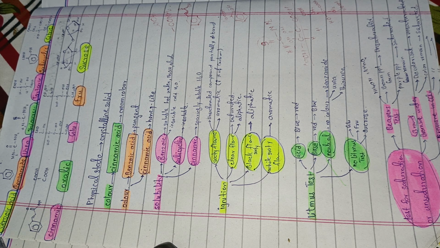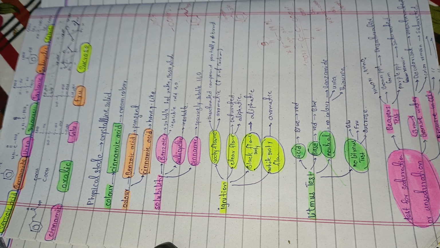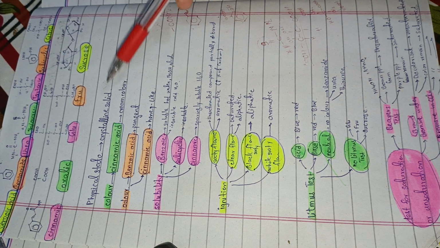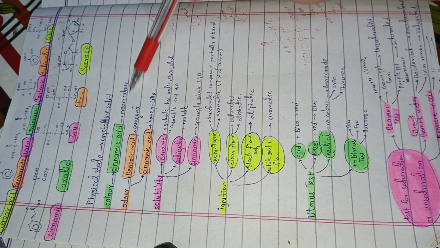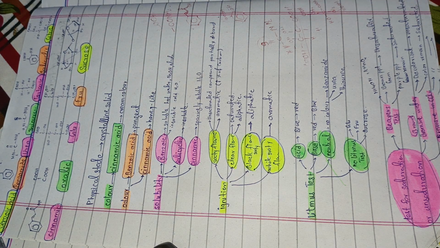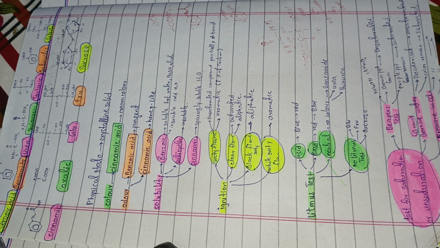Okay. Now the second thing is the color. All the other compounds are colorless, but there is an exception of only one compound, which is cinnamic acid. The color of cinnamic acid is creamy. So except cinnamic acid, all the other compounds, whether it is benzoic acid, oxalic acid, glucose, fructose, or sucrose, have no color. Except cinnamic acid, which has what color? Yes, very good, it has creamy color.